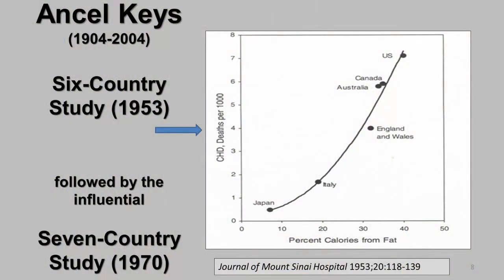Ancel Keys, the father of K rations for the military, published a study in 1953 that correlated deaths from heart disease with the percentage of calories from fat in the diet. He found that fat consumption was associated with an increased rate of death from heart disease in the 6 countries that he studied. He followed this up with a more detailed 7-country study published in 1970, using 3 of the countries that were in the original 6-country study: Italy, Japan, and the US, and 4 other countries: Finland, Greece, the Netherlands, and Yugoslavia. This study further cemented the association of fat consumption and death from heart disease, which led to the McGovern Report.